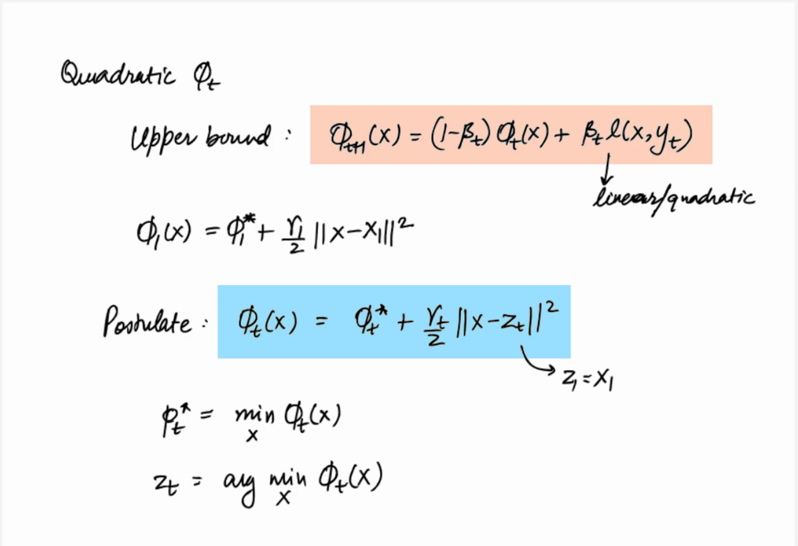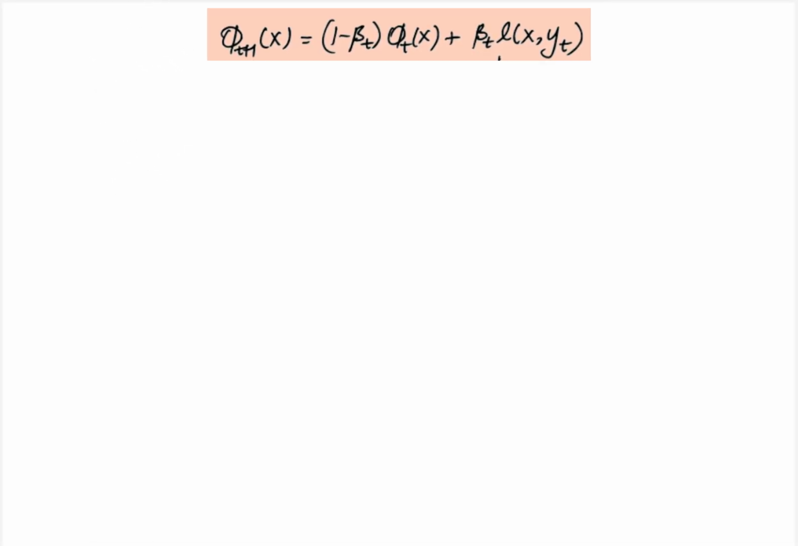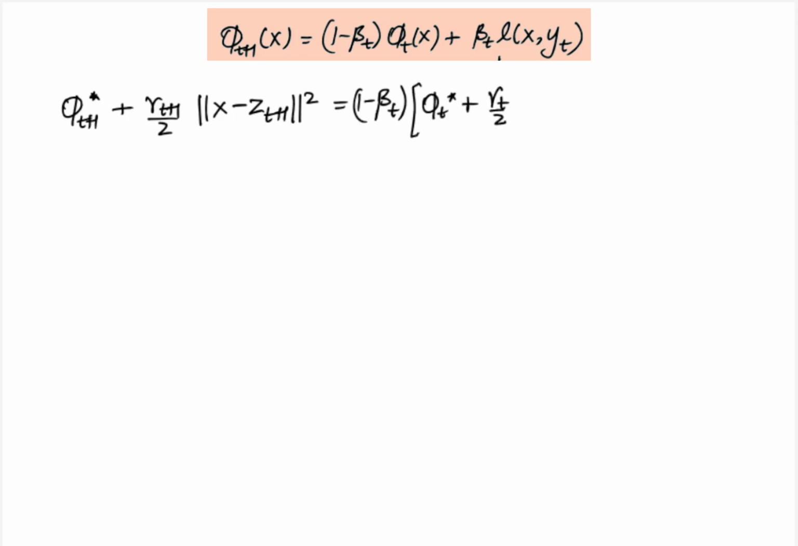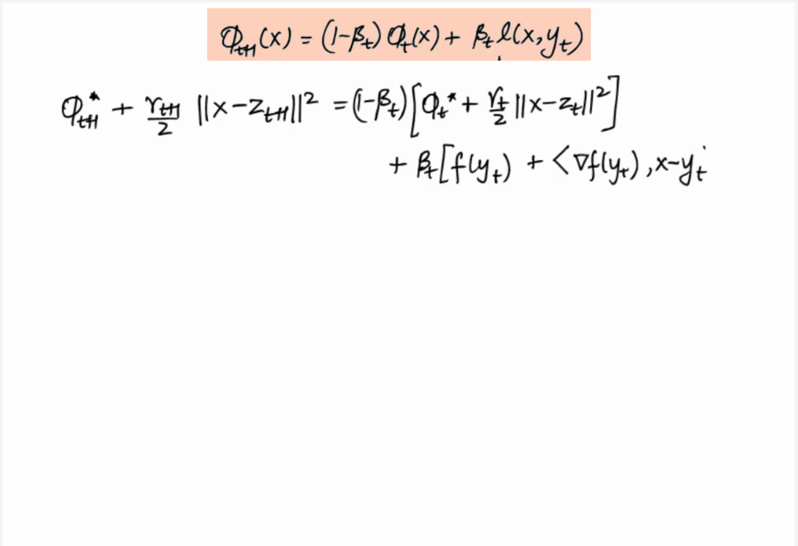So let us expand the left and right hand side equations to get phi t plus 1 star plus gamma t plus 1 by 2 norm square of x minus zt plus 1 equal to 1 minus beta t into phi t star plus gamma t by 2 norm square of x minus zt, plus beta t into f of yt plus inner product of gradient f of yt comma x minus yt. Now to ensure this equation is true, we need to find the various parameters.